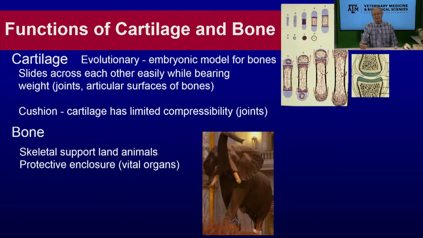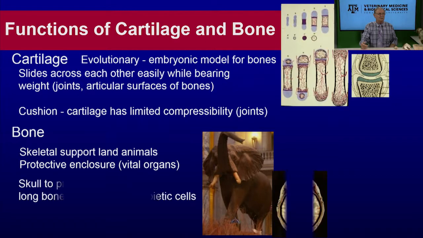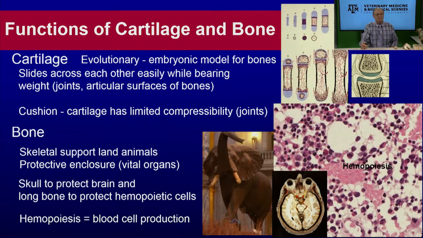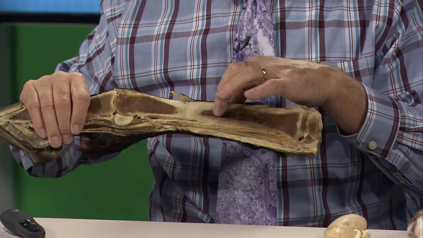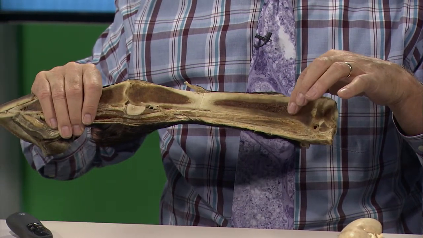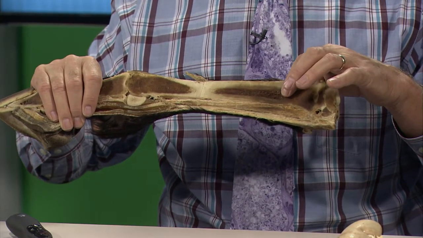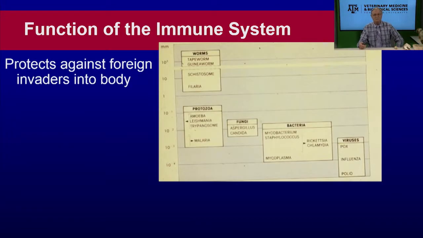Bone allows you to be upright. Look at that elephant standing there. It protects your vital organs inside there. That's what our rib cage is all about. And then also the skull protects you. And then also for hematopoiesis. So if we look at our horse's limb again, we can see that this is where the bone marrow is, and this is a source of the bone cells and platelets that occur. Both red cells and white cells are from this bone marrow that we see there.